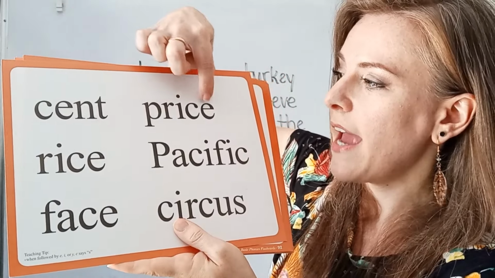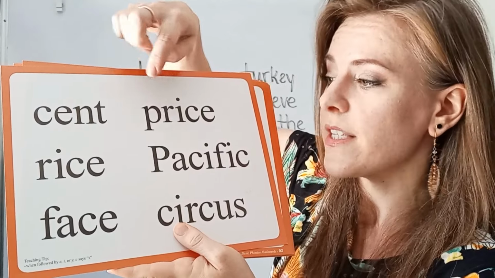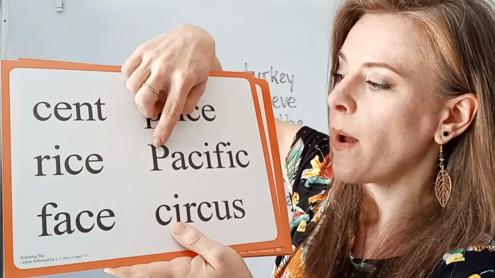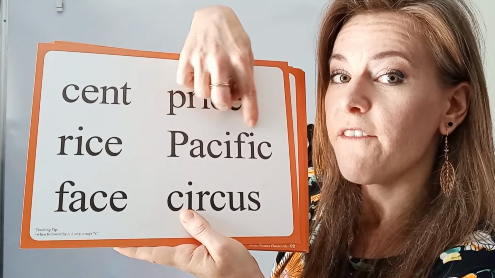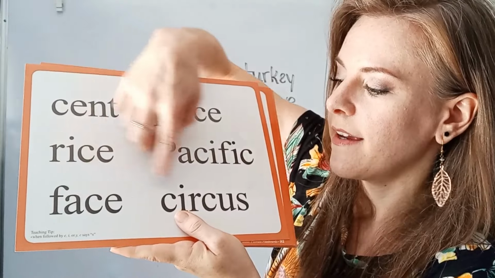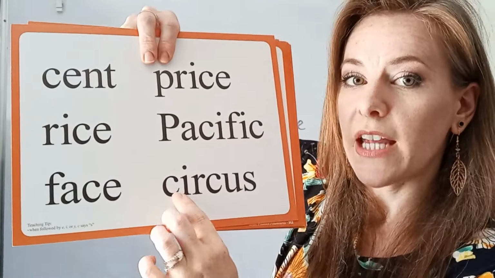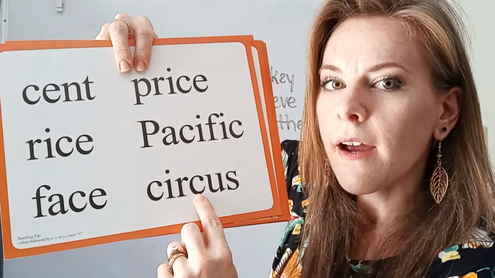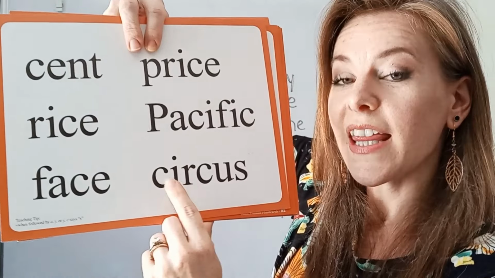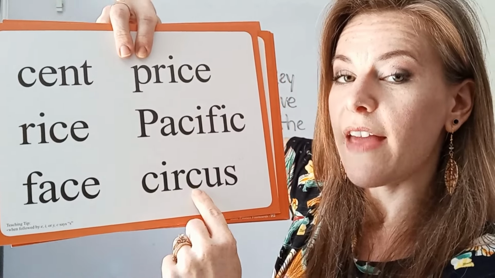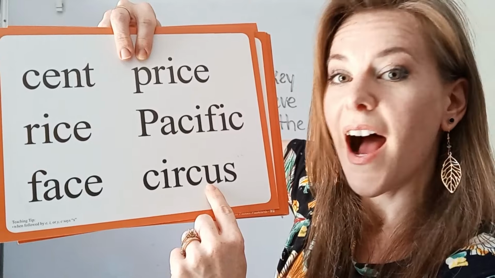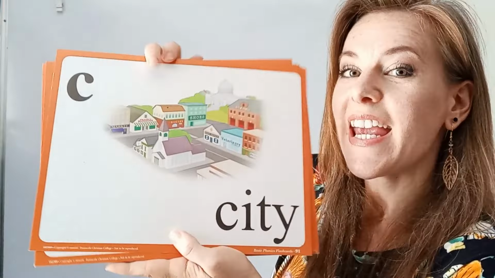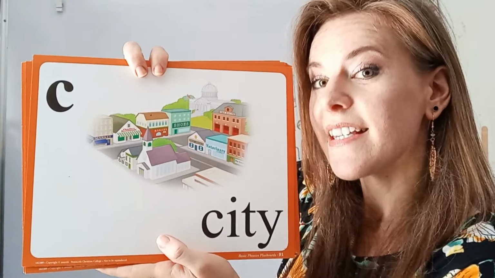So when there is an E after the C, or a Y after the C, or an I, it normally says the S sound. Pacific. Face and circus. So here again you have the C that says S, and this one says K. Because we have an I here, this C says S, and this one says K because this is a U, not an I, not a Y, and not an E. Circus. Okay? So the C in city says S.